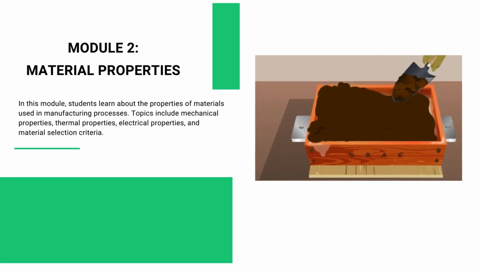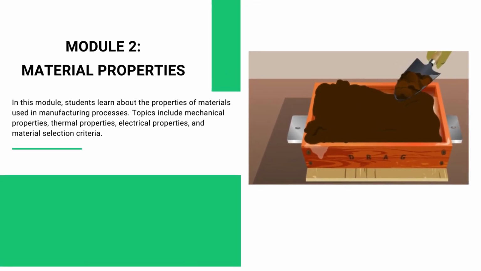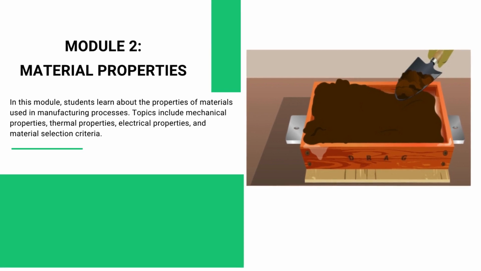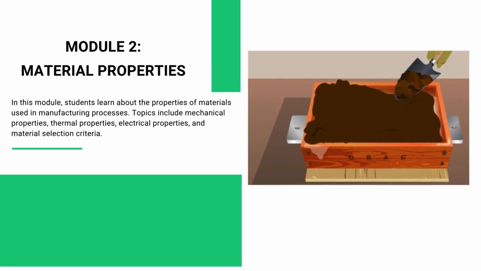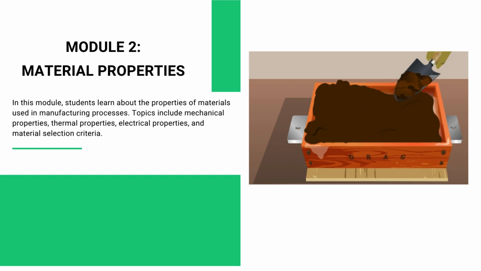Module 2. Material properties. In this module, students learn about the properties of materials used in manufacturing processes. Topics include mechanical properties, thermal properties, electrical properties, and material selection criteria.